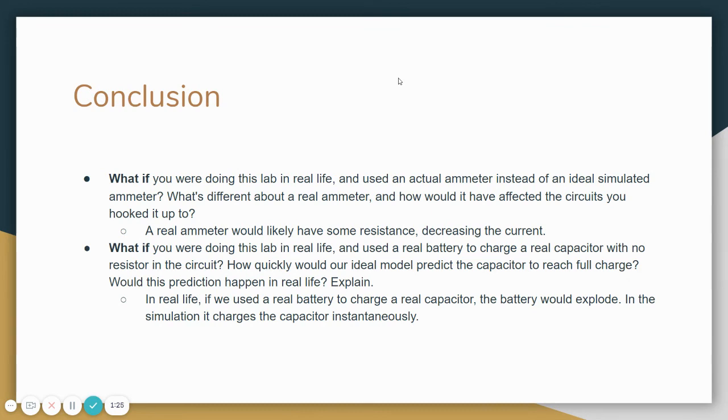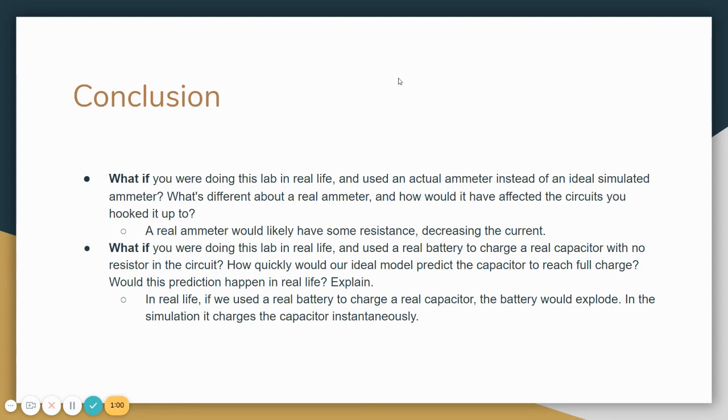As a conclusion, here are some questions. What if you were doing this lab in real life and used an actual ammeter instead of an ideal simulated ammeter? What's the difference? So a real ammeter would likely have some resistance, so that would mess with your current readings, and that's essentially exactly what it would do.